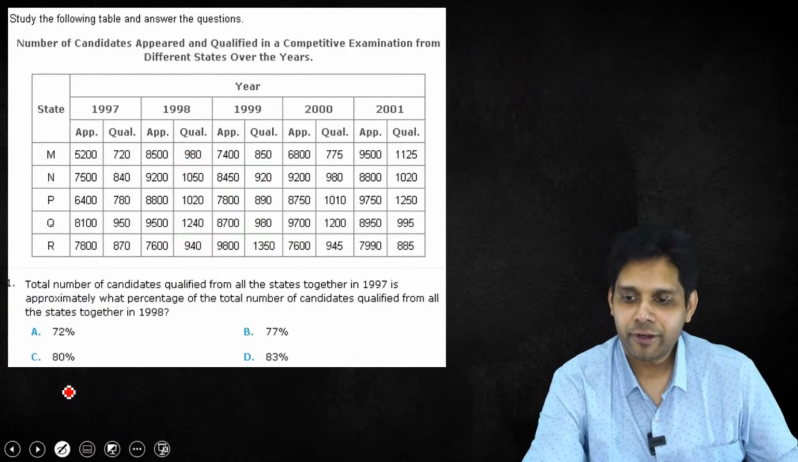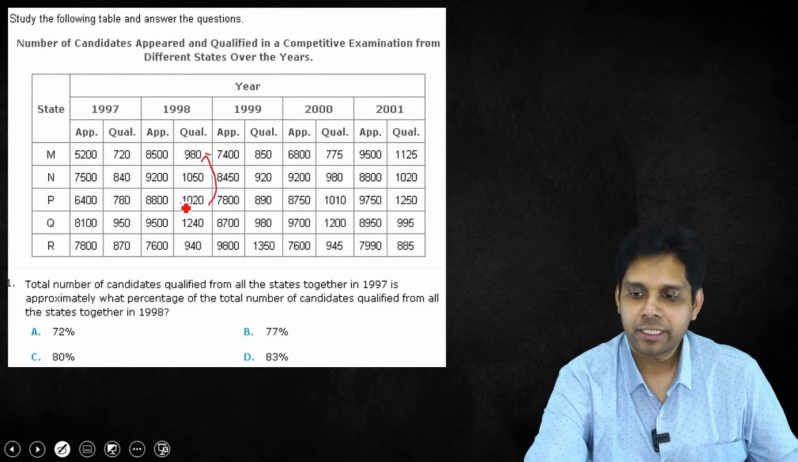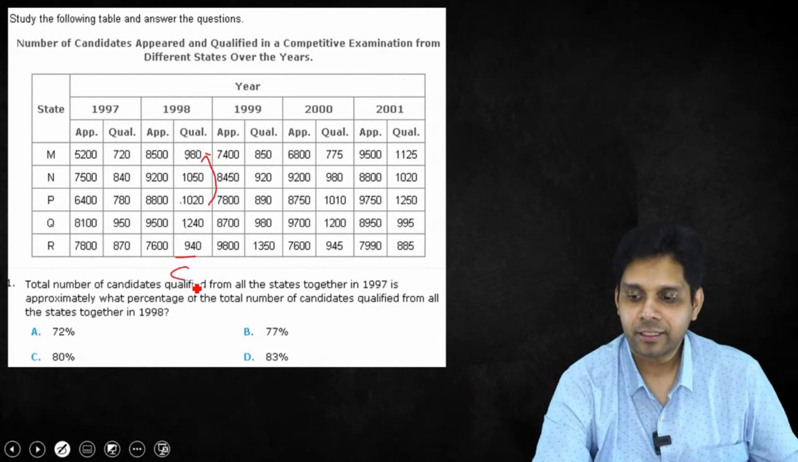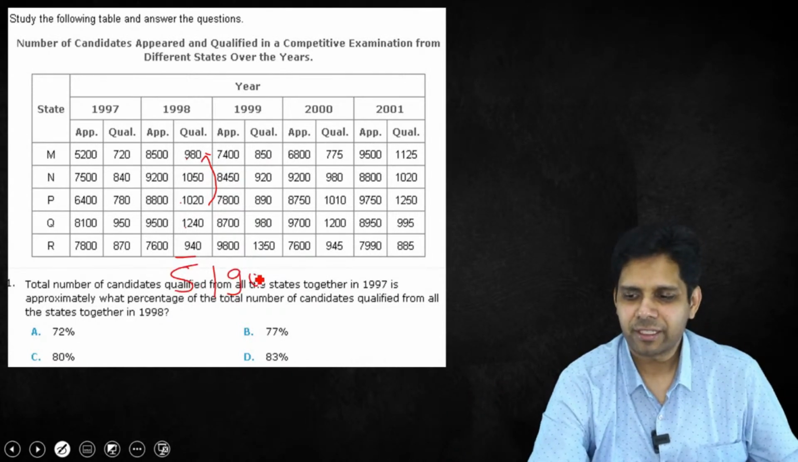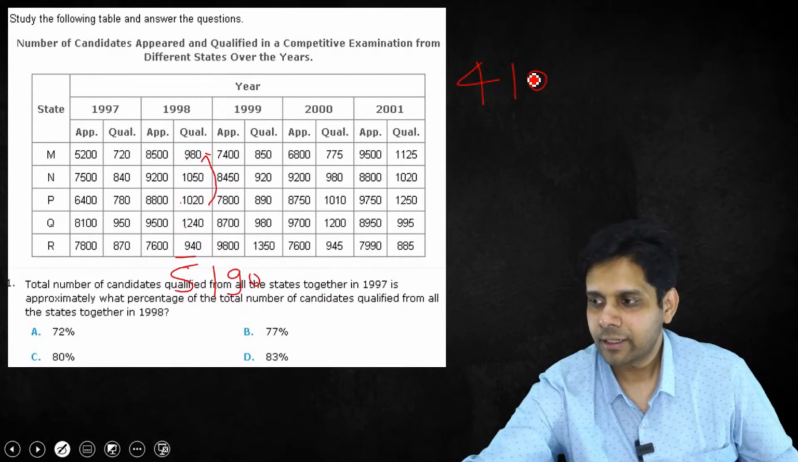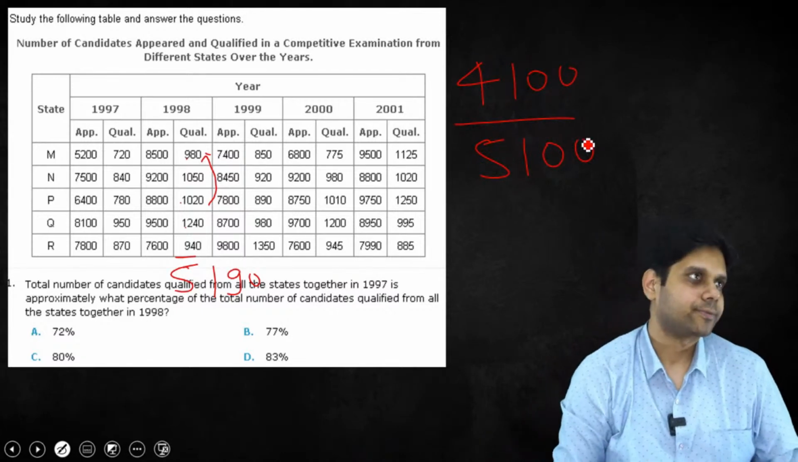980. So what we did? 20. Clear? 1000, 2000, 3000, 4290. And this is 5190, something like that it will come out. Okay. So basically it is 4100 divided by 5100. So this is the number we are looking at.